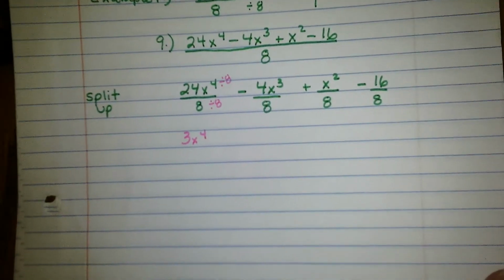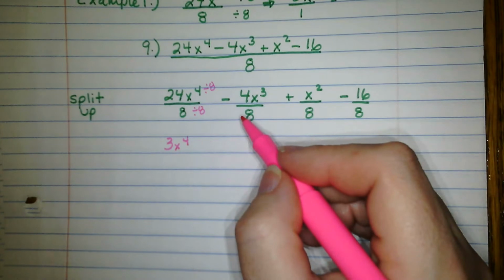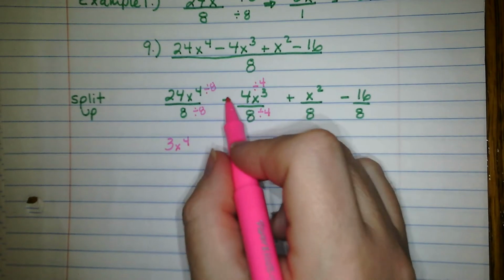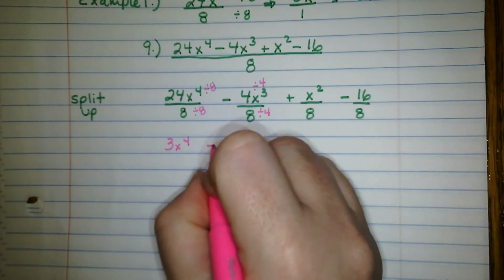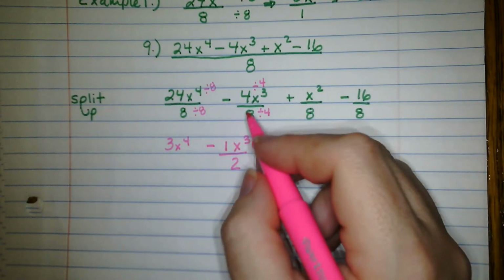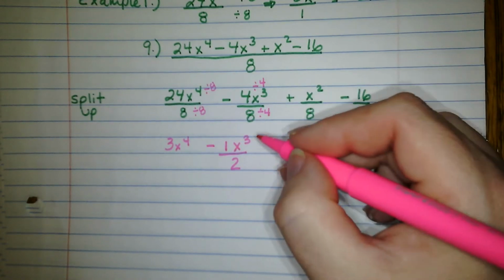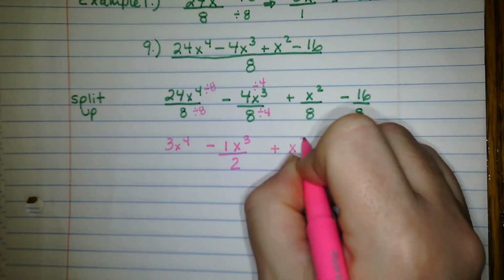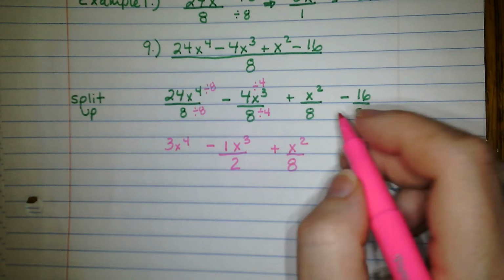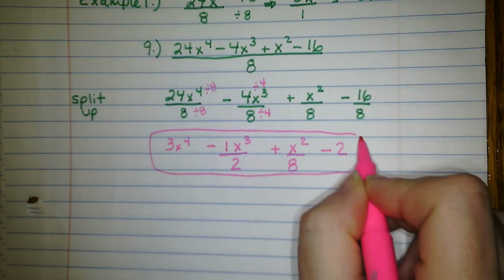Second thing I'm going to do is look at my 4 and my 8. Now, 4 and 8 can both be divided by 4. So I'm going to divide the top by 4 and the bottom by 4. 4 divided by 4 is 1. So I'm going to have a minus 1x to the 3rd over 8 divided by 4, which is 2. So that's my second term. This one doesn't have anything I can divide top and bottom by, so I just bring this down. I can't do anything with this one. And our last one is just 16 divided by 8, which is 2. And this is my final answer. This is what the answer would be to the polynomial.